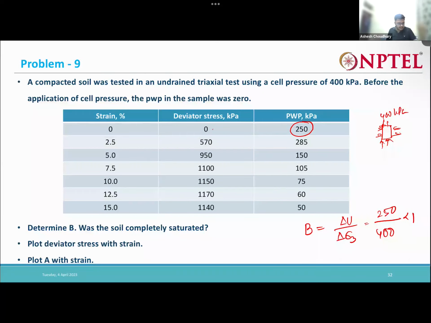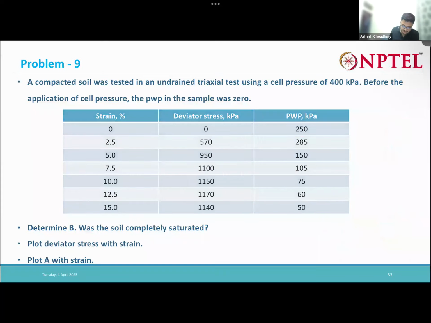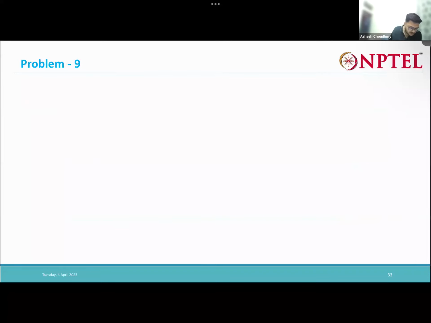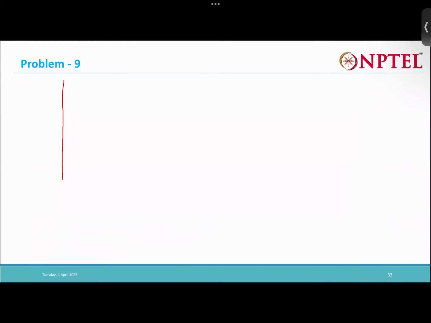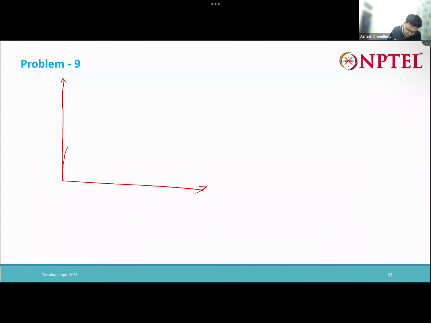Next, it's asked to plot the deviator stress with strain. You cannot plot it now, right? If you plot the deviator stress with strain, you will get a curve like this. This is sigma 3, this is strain percentage. We'll get some curve like this.